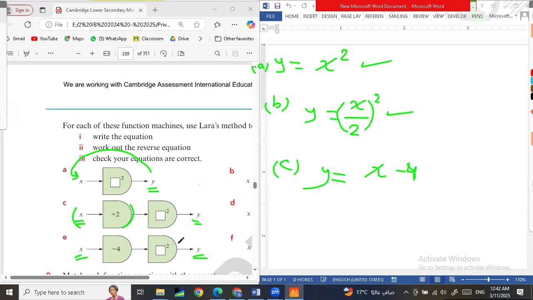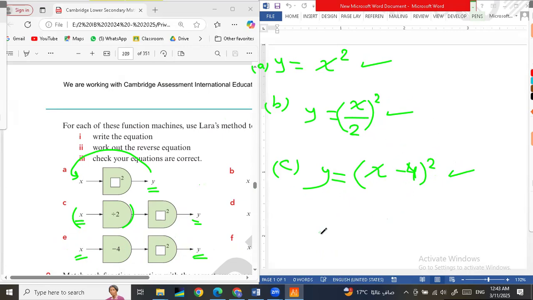What is after that? Then you square. If you write square here, it will be wrong again. I'm squaring everything that happened so far. Squaring is the last thing, so I'm squaring everything that happened so far. So it's y equals x minus 4, to the power of 2. All right? And this is how we did the equation.